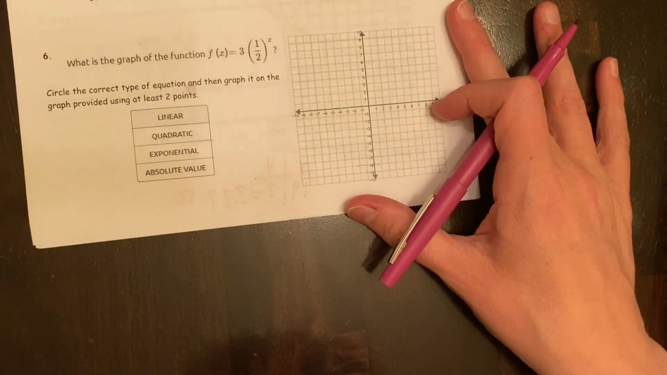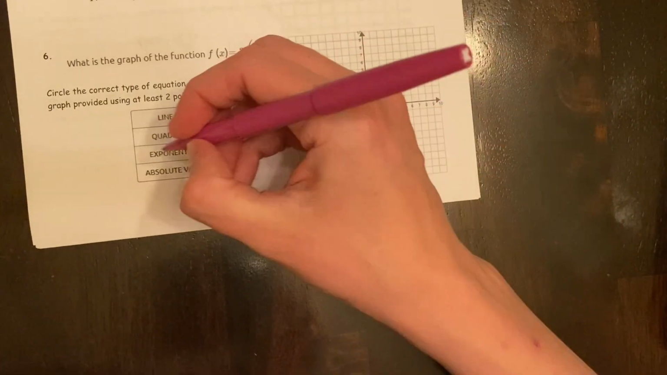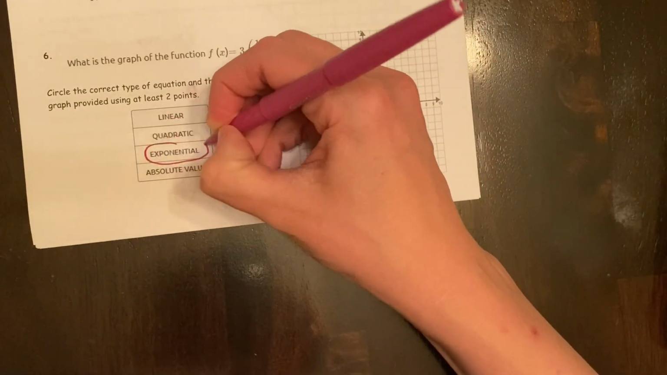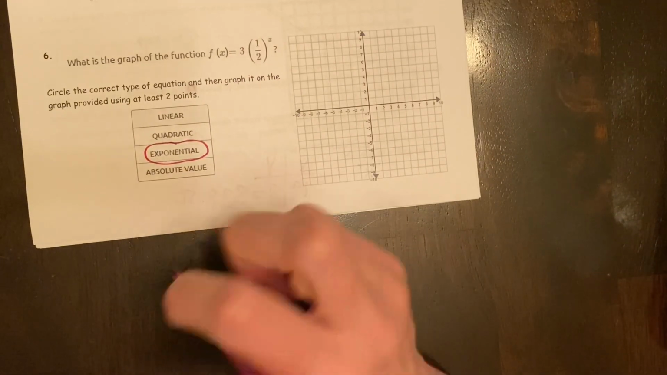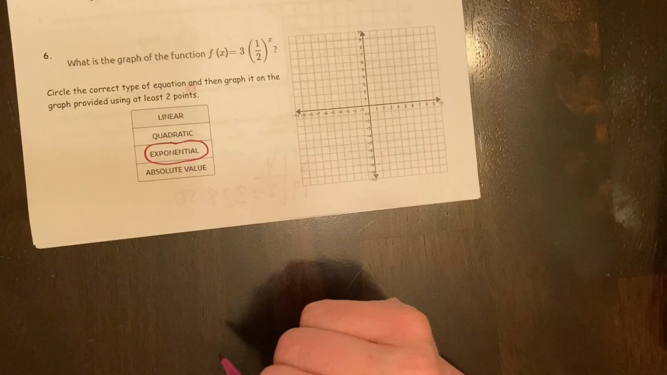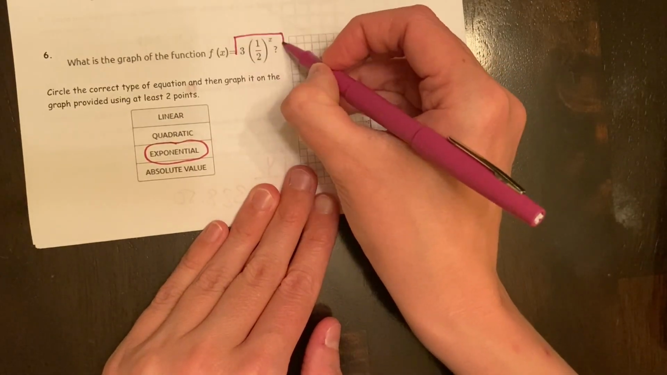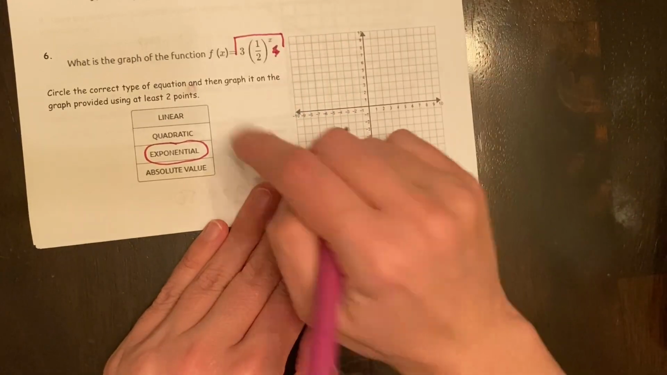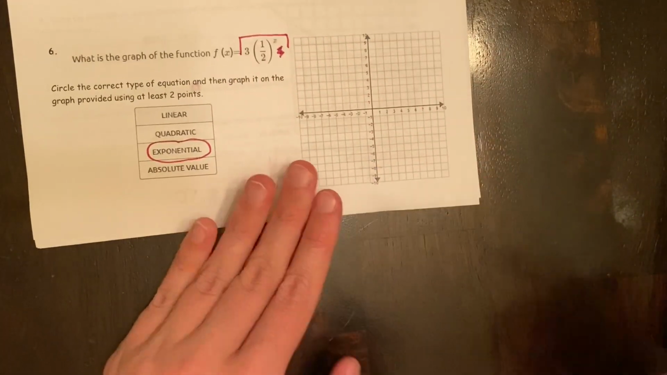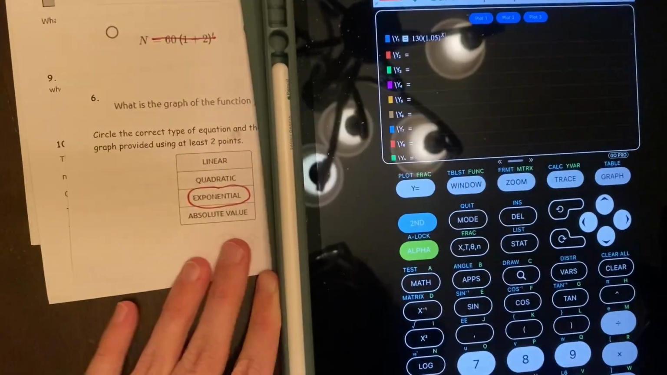This part, on your test, what you're going to do is you are going to click exponential. Got it? And then you're going to do 2 points when you graph it. So the first thing you're going to do is type your equation, all of this, not that, but all of this into y equals. Okay, what is the equation?